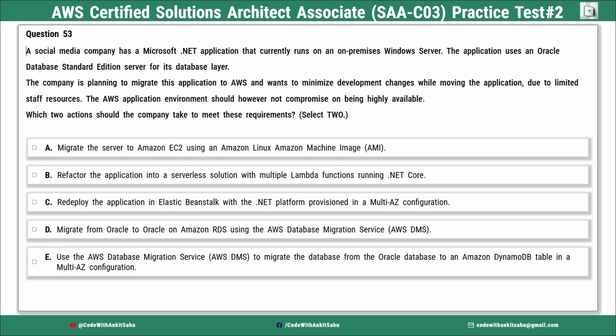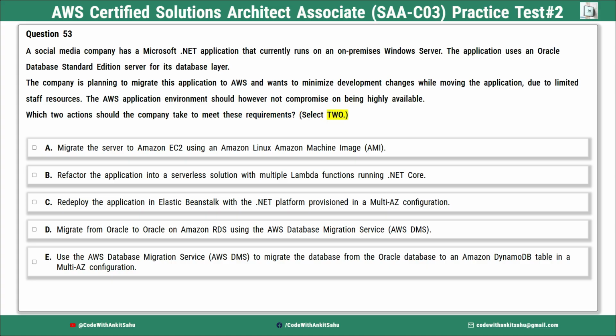Question 53. A social media company has a Microsoft .NET application that currently runs on an on-premises Windows server. The application uses an Oracle Database Standard Edition server for its database layer. The company is planning to migrate this application to AWS and wants to minimize development changes while moving the application, due to limited staff resources. The AWS application environment should, however, not compromise on being highly available. Which two actions should the company take to meet these requirements?